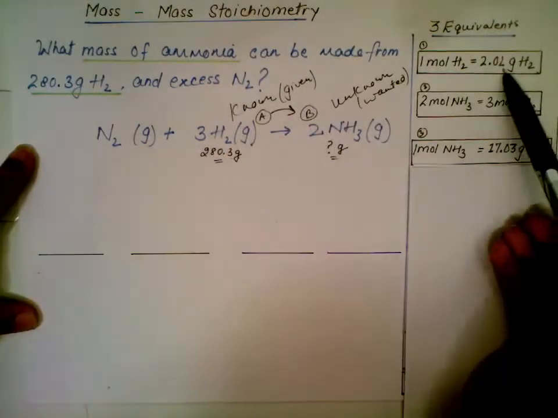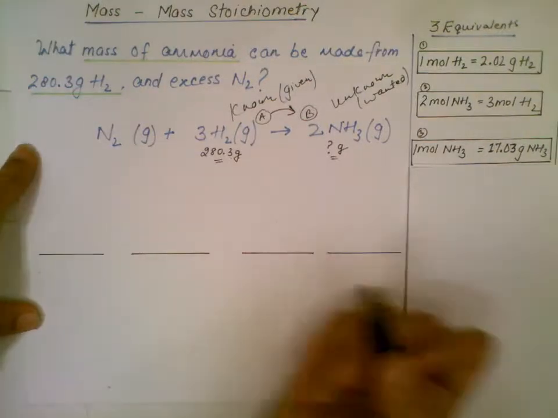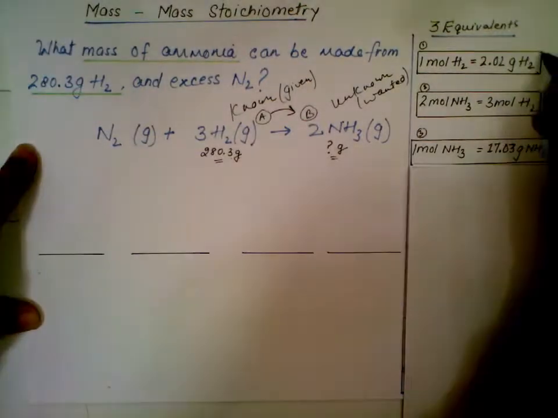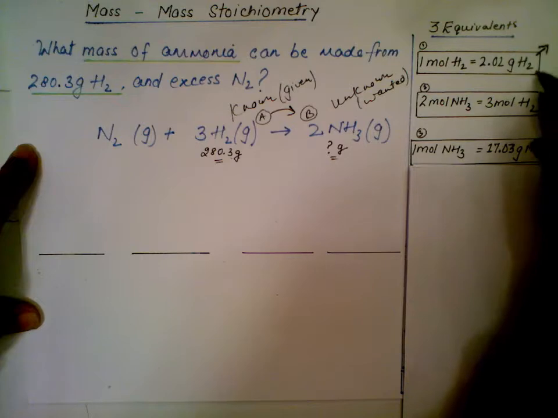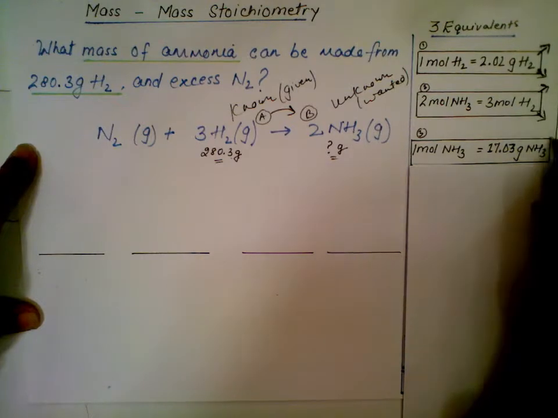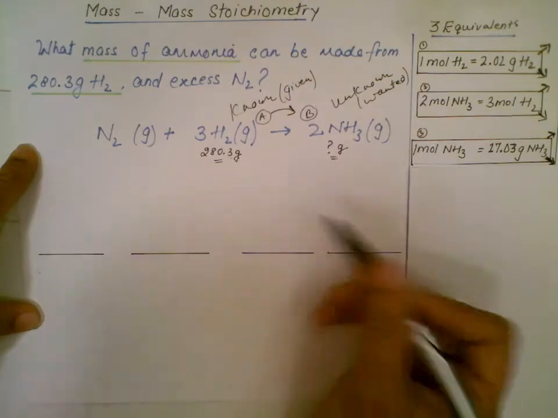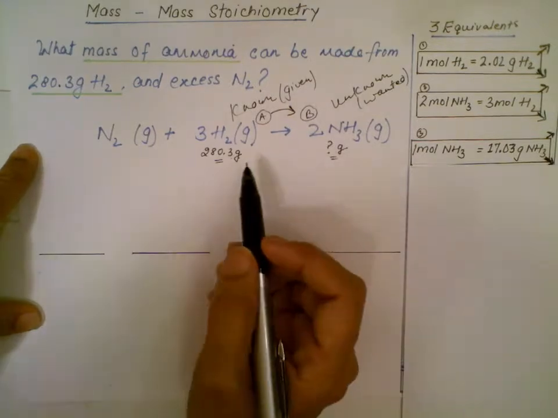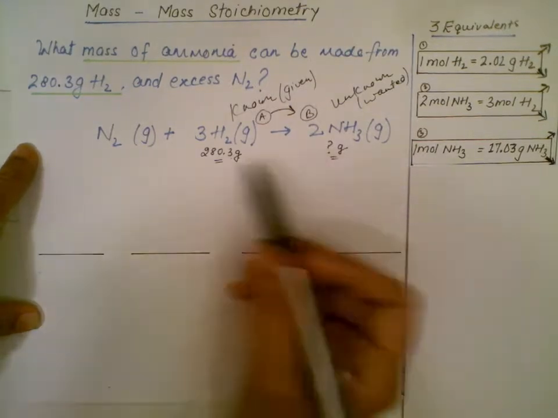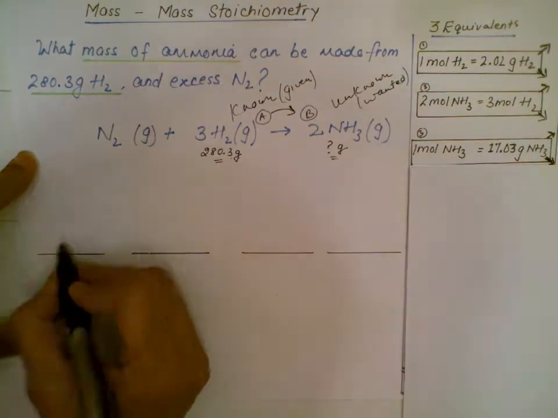And here I have 3 equivalents for you. Already I have written them for you guys to use, and from each equivalent we can make 2 conversion factors. The conversion factor we use is the one where you have the starting unit at the bottom and the unit that you want to end up at the top. So let's start with the given. We are going to start with the given mass here: 280.3 grams of hydrogen.